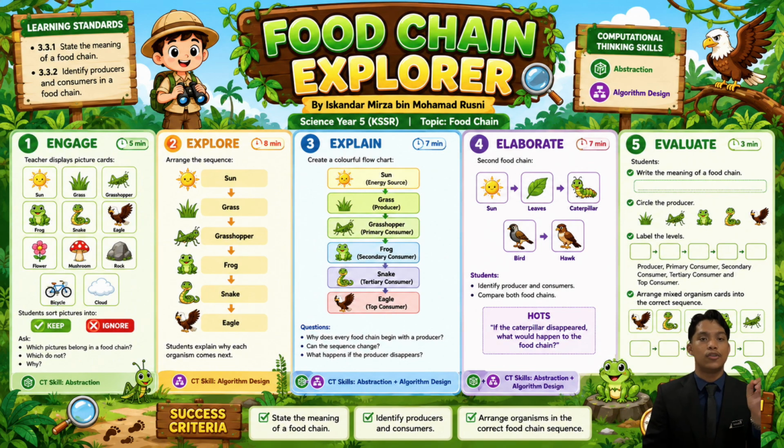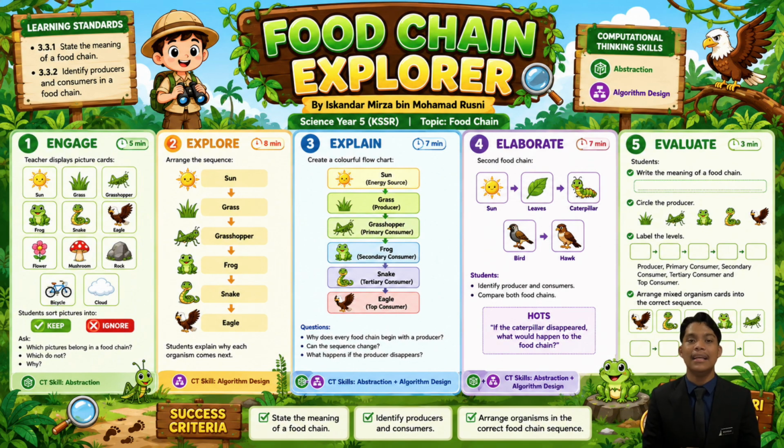From 15 until 20 minutes, students compare different food chains provided by the teacher. They complete another section of the graphic organizer by arranging new organisms into the correct sequence. During this activity, they discuss why the sequence cannot be changed and explain the relationship between every organism. Between 20 to 25 minutes, pupils apply higher order thinking skills by solving a real-life situation. For example, they are asked to predict what happens if the producer disappears from the ecosystem. Using the graphic organizer as a guide, pupils trace the flow of energy and explain how each consumer will be affected. This activity encourages scientific reasoning and strengthens conceptual understanding.